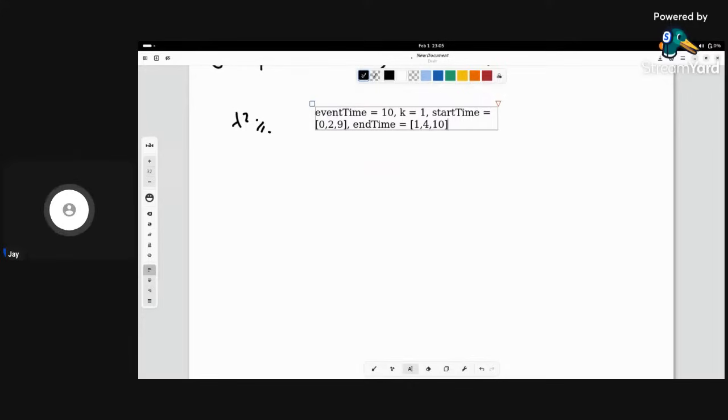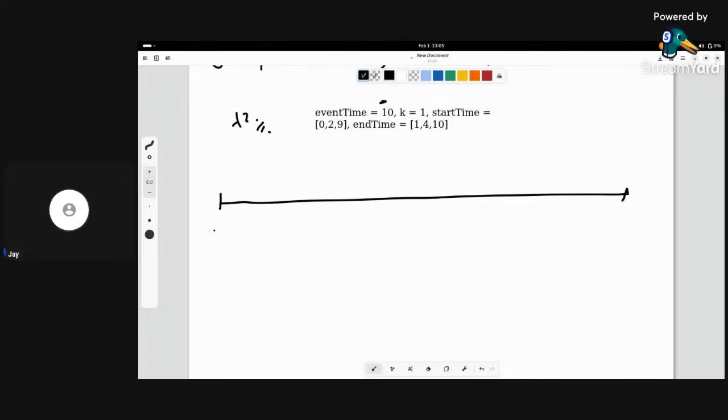Over here, the event time was given to be 10. So you had slots between 0 to 10. So this is 0, 1, 2, 3, 4, 5, 6, 7, 8, 9, and finally 10. And your meetings were between 0 to 1. So the first meeting started at 0, ended at 1. This was your first meeting.